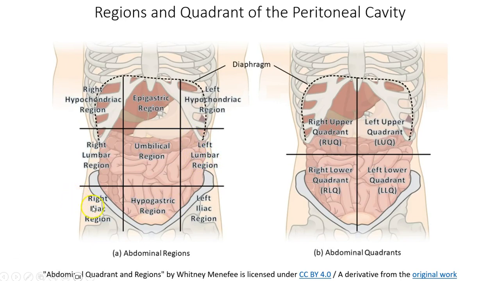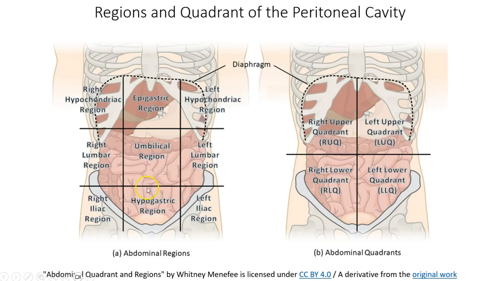And then we've got the right and left iliac regions. Again, that appendix is going to be down in this area, so if you're thinking appendix, it could be in the right lower quadrant or the right iliac region. So different people are going to have pain in slightly different areas, so you do want to be aware of both of these.